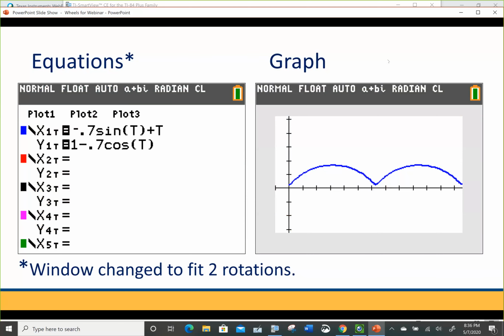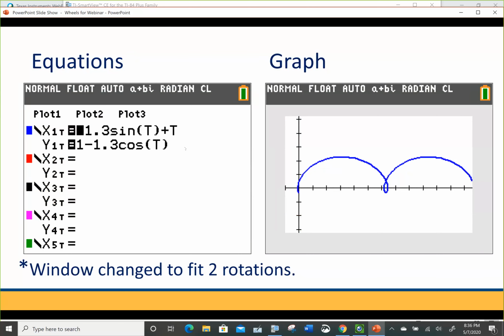Now, this is what would happen if we actually had a point that was on a train track, because the radius is going to be actually larger than the actual wheel. So if I change that to 1.3, we get this lovely little loop. And I love that loop. That kind of leads us right into the idea of modeling a spirograph. Are there any questions so far?